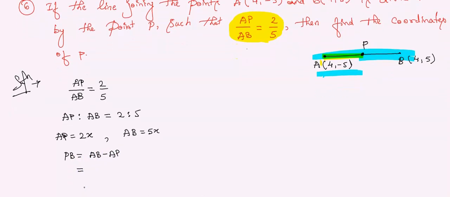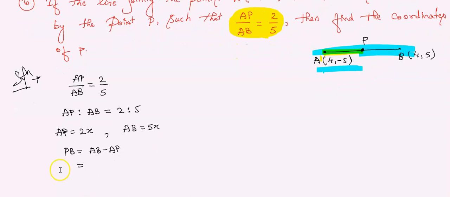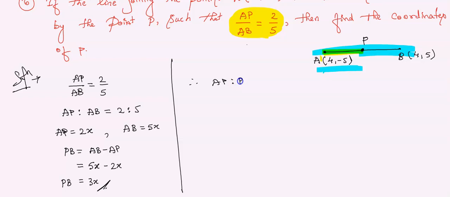Now we can say that AB is how much? 5x. The value of AB is 5x minus AP, which is 2x. That is equal to 3x. So the value of PB is 3x. Any doubt? Understood? Now we can conclude that, therefore, AP is to PB is equal to how much?